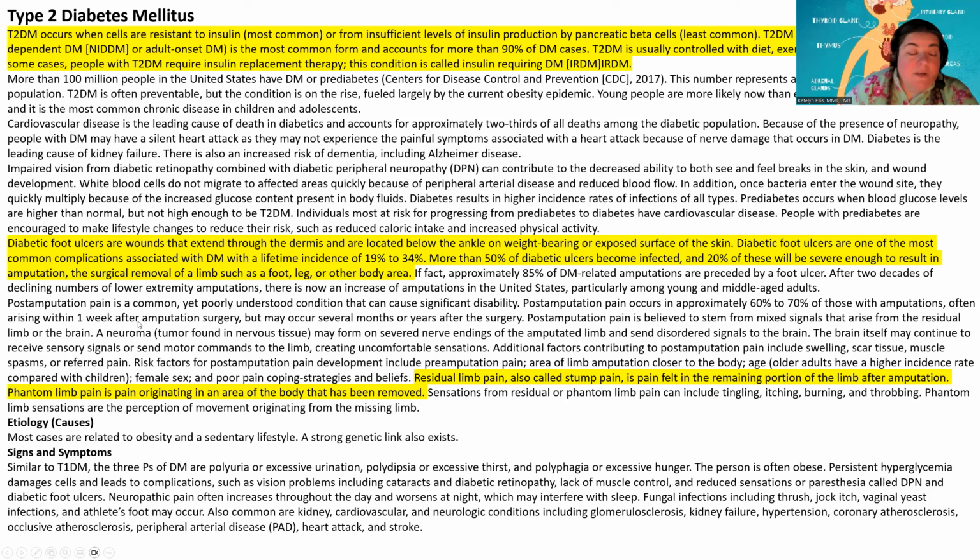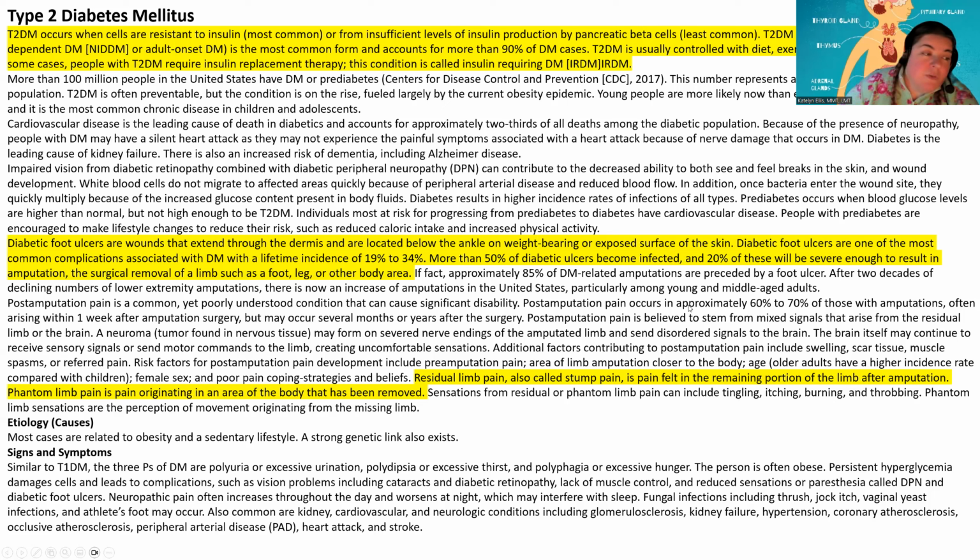Now, you can get diabetic foot ulcers. Those are wounds that extend through the dermis, right? So through the epidermis and then through the dermis. The dermis is the layer with the nerve endings and all of the sebaceous glands, the apocrine and the eccrine sweat glands, all of that stuff is in there. All right. And they are usually located below the ankle on weight-bearing or exposed surfaces of the skin.